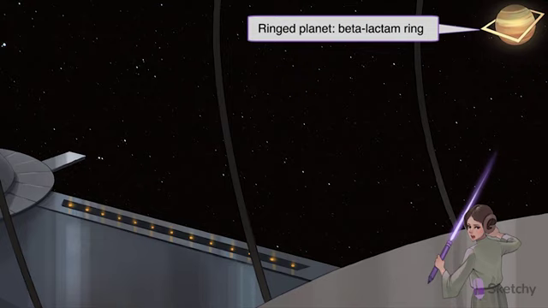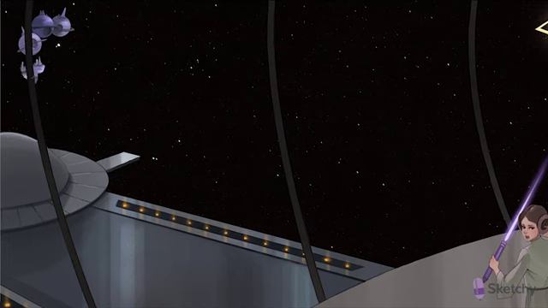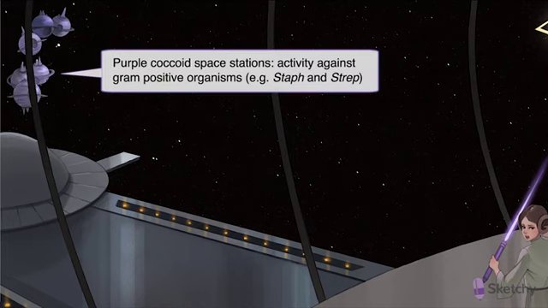See that beta-lactam ring? Penicillins, like all beta-lactams, interfere with the transpeptidation reaction of bacterial cell wall synthesis. So because they act on the cell wall, think of them working well against that thick gram-positive peptidoglycan wall. In general, penicillins have greatest activity against gram-positive organisms, like staph and strep, represented here by these purple coccoid space stations in clusters and chains, kind of like staph and strep colonies.